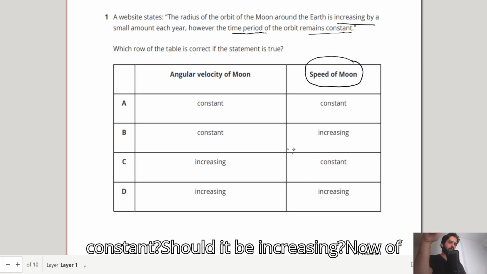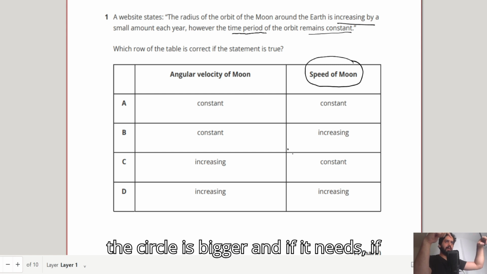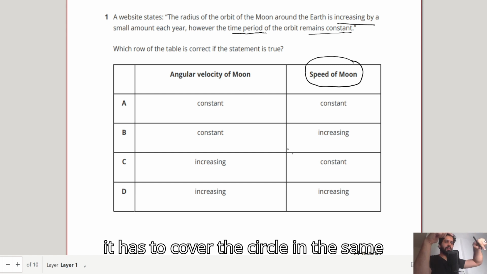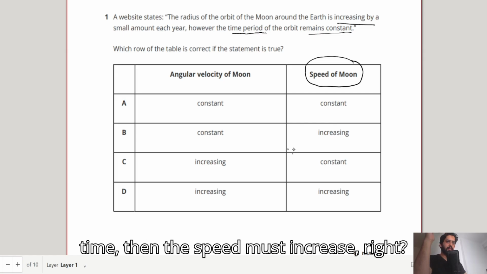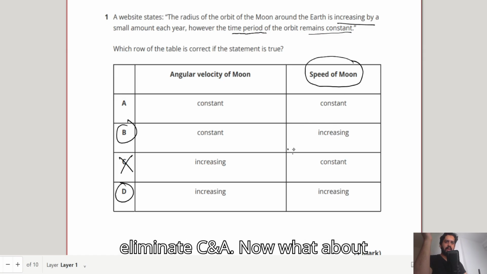Should it be increasing? Now, of course, if the radius is getting bigger, the circle is bigger. And if it has to cover the circle in the same time, then the speed must increase, right? So it's either option B or D. We can eliminate C and A.